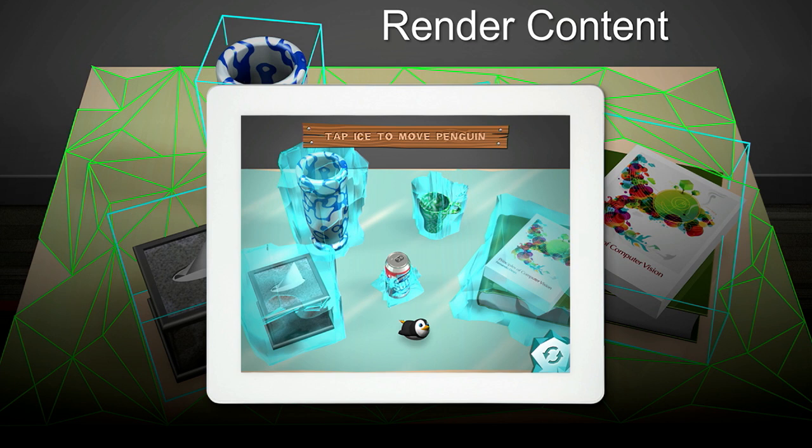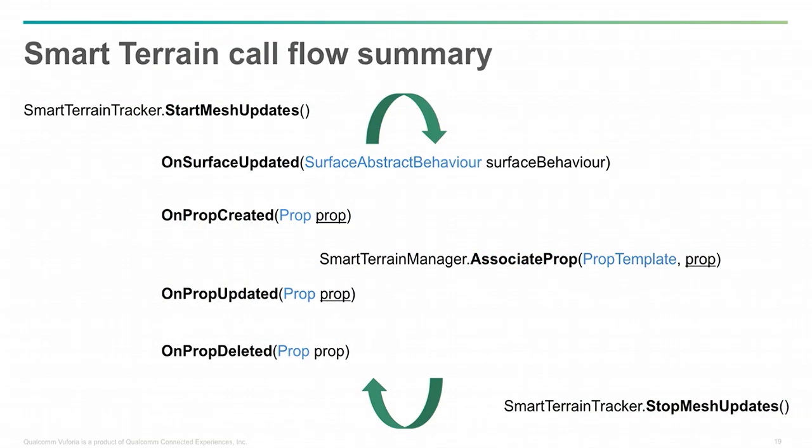And again, one of the significant things is that the surface is actually distinguished from any of the objects. So there are unique meshes being returned for all of those. It isn't just a relief. It's not like the surface and the objects are a single mesh. They're actually a set of distinct meshes. They're actually unique objects. So just to summarize, here is the Smart Terrain call flow summary.